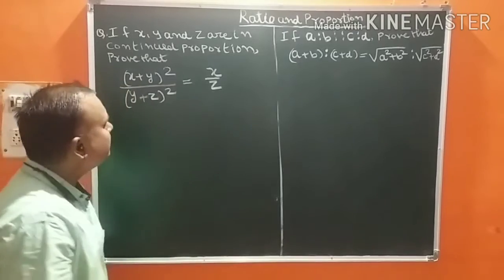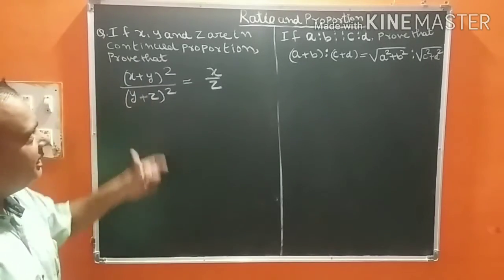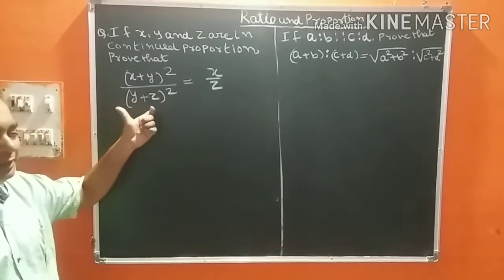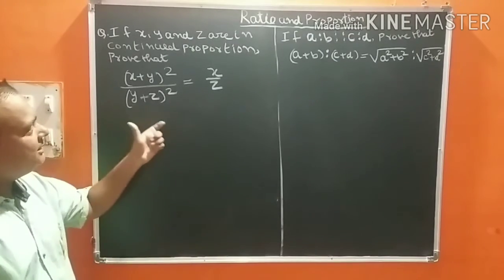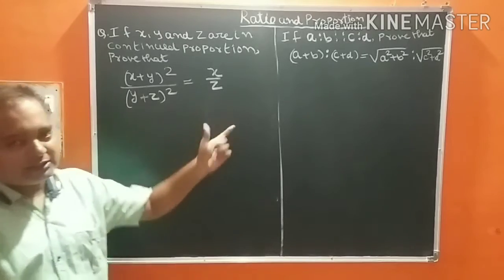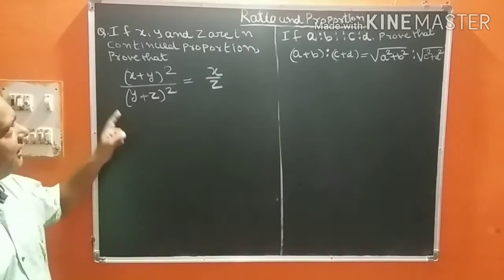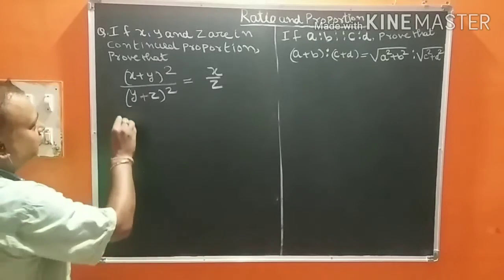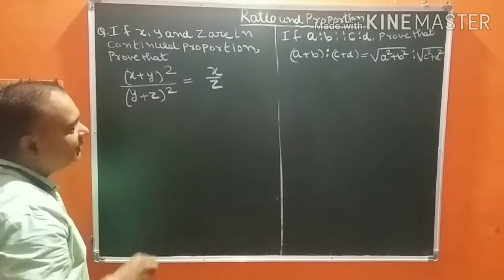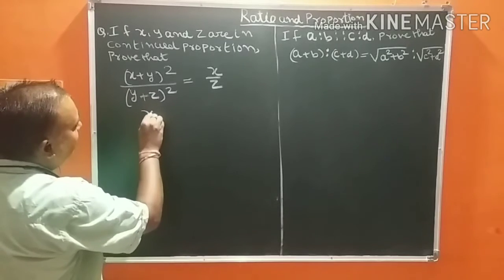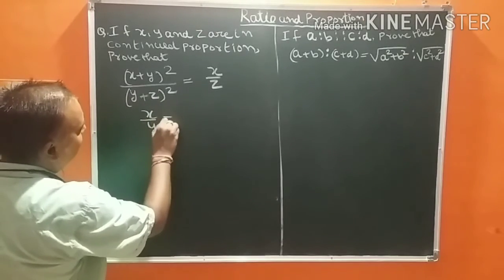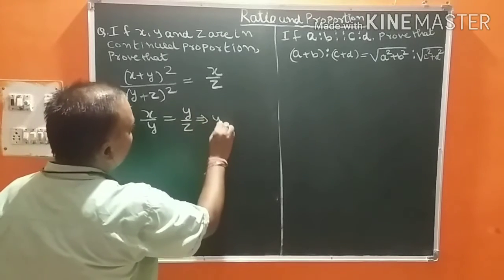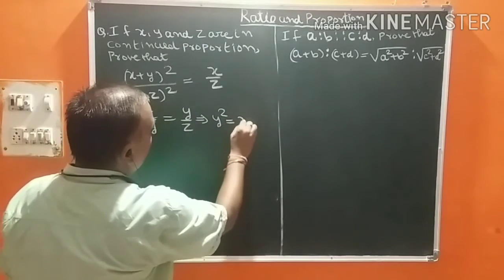Now the next question is, if x, y and z are in continuous proportion, then prove that (x plus y) whole square upon (y plus z) whole square equals x upon z. Now in this question we are given x, y and z are in continuous proportion. So we can write x upon y equals y upon z, or y square equals xz.